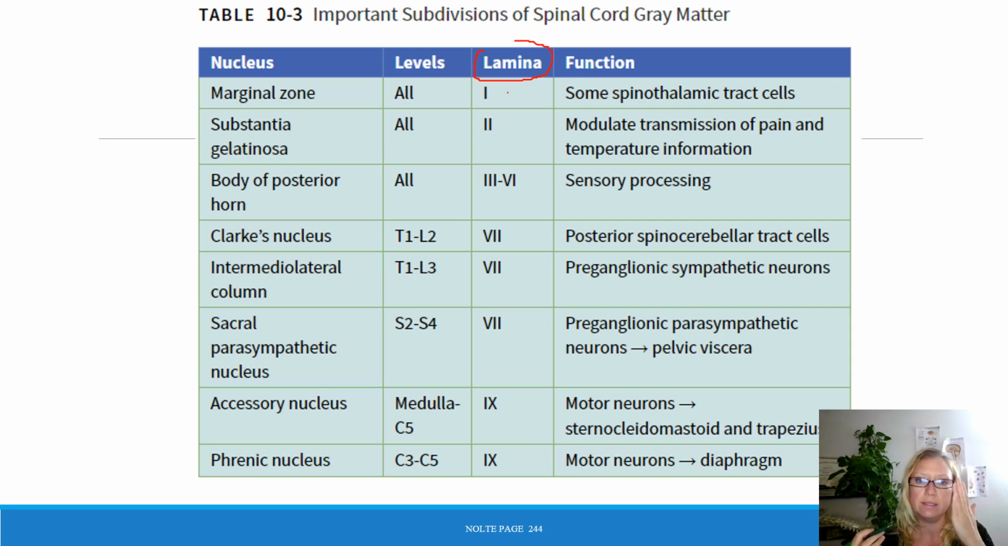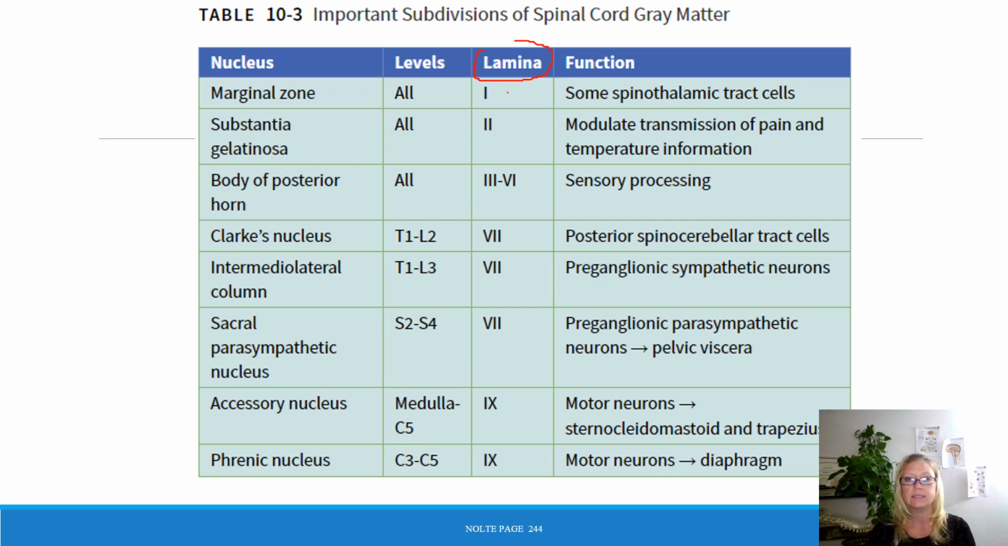Put a star next to this one here. This is the one that tends to get asked on your boards and that we pay attention to, because this is for touch, pain, and temperature. Okay, so it modulates transmission of pain and temperature information. So this is what we do for a living, right? Body of posterior horn, this is 3 through 6. This is just sensory. So remember, this is dorsal, posterior. So the dorsal horn, this is all sensory. 1 through 6 is sensory. Okay, so 1 and 2 are a little specific, and then 3 through 6 is just sensory.